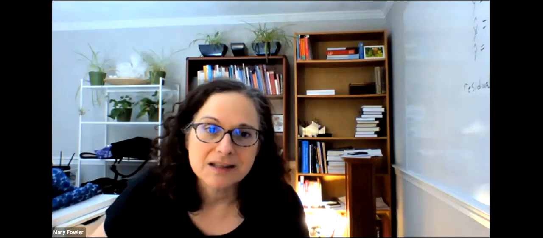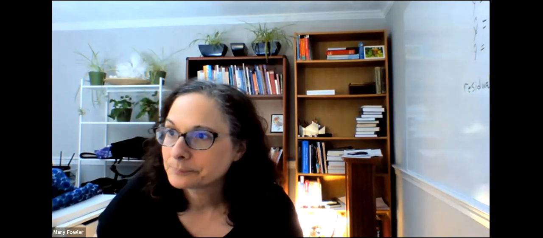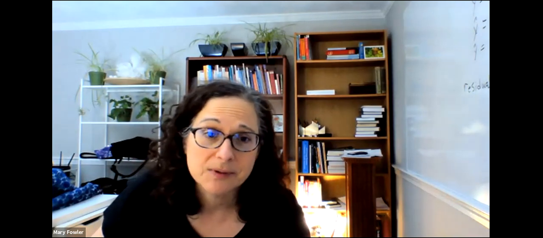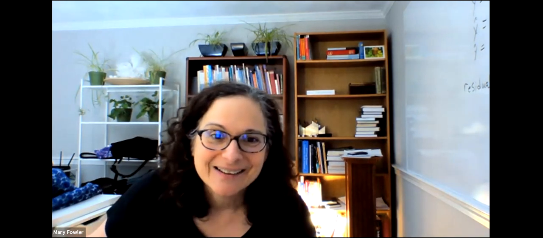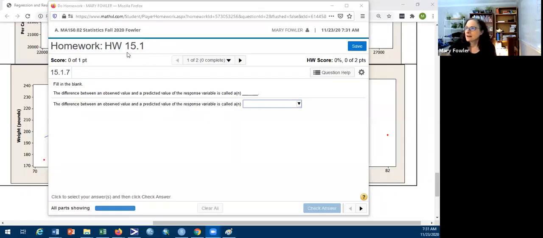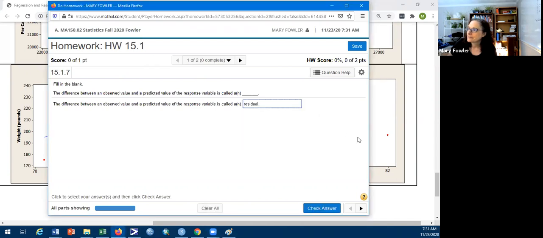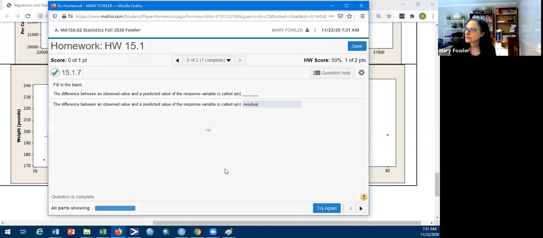So I just wanted you to see that. I'm going to take us over to my stat lab and look at, there's just 2 problems for chapter 15. I thought, why don't we just do it here on the video? Okay. So the difference between an observed value and a predicted value of the response variable is called the residual. Okay, nice work. Okay, let's go to the next question.